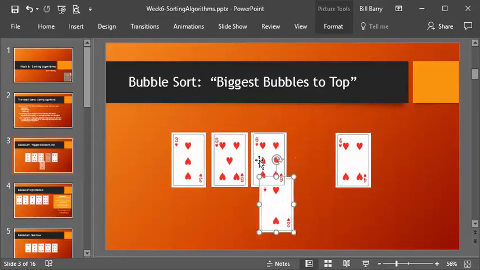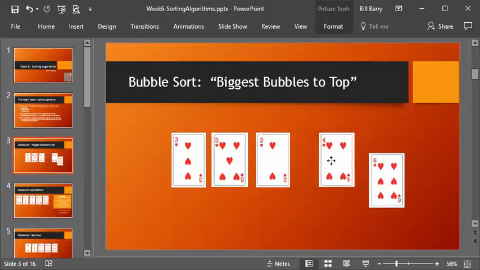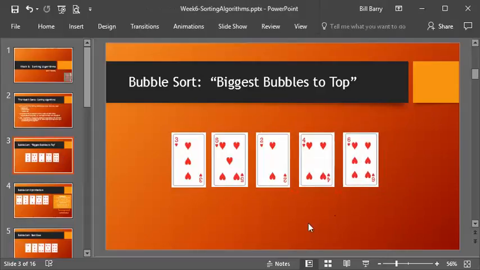6 and 2, still out of order. Swap them. 6 and 4, still out of order. Swap them. So we have now done one pass through, and each of these algorithms is going to have a concept of a pass, where you complete one look at each of the cards, or one look through, and that represents one pass. So at the end of this pass, what we know is that the biggest card, the 6 in this case, has bubbled up to the top of the list.